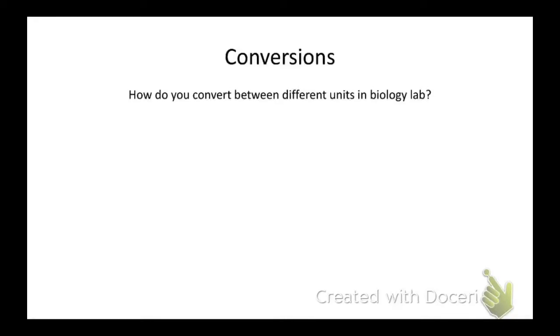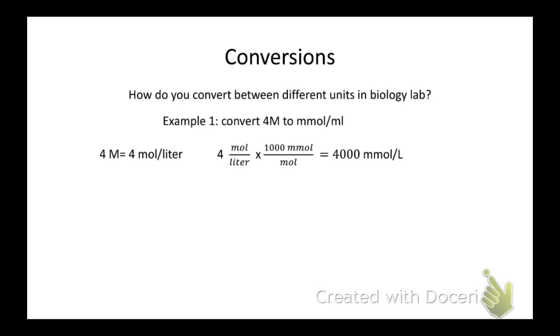This is a short tutorial on conversions, how you convert between different units in a lab. So let's look at an example. You need to convert 4 molar to millimoles per mil. Well, the first thing to remember is that we can rewrite 4 molar as 4 moles per liter. And if we do that, then we can start to break down this conversion.